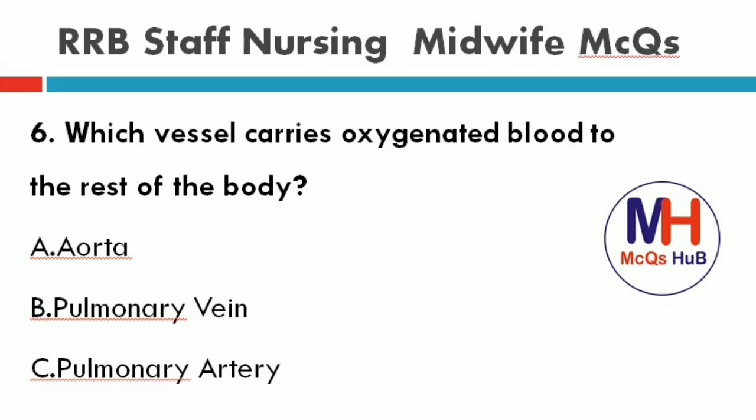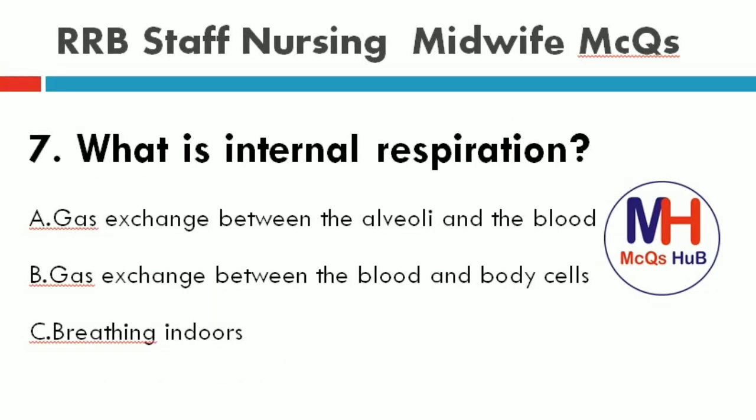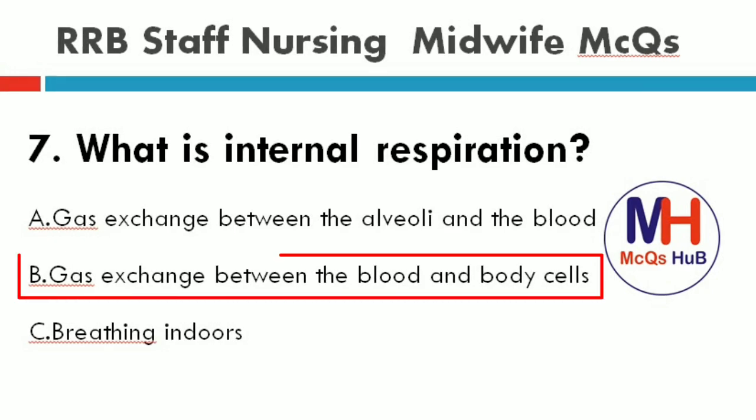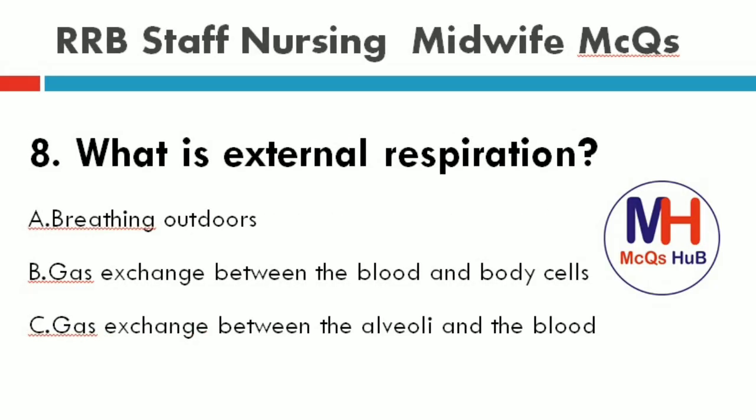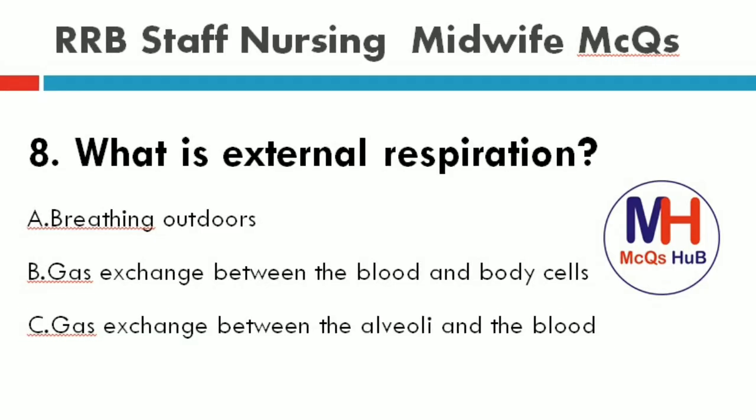6. Which vessel carries oxygenated blood to the rest of the body? Correct answer is A. Aorta. 7. What is internal respiration? Correct answer is B. Gas exchange between the blood and body cells. 8. What is external respiration? Correct answer is C. Gas exchange between the alveoli and the blood.